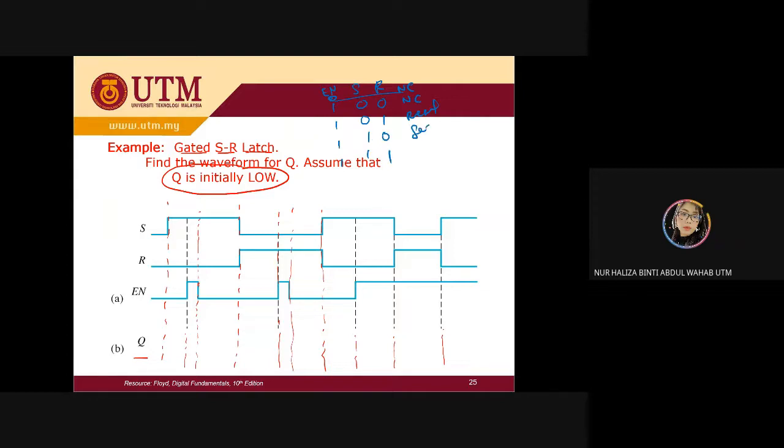1 0 1 1. Set and also invalid. Okay, this is my table. I hope that you also remember. Now we start with our value.